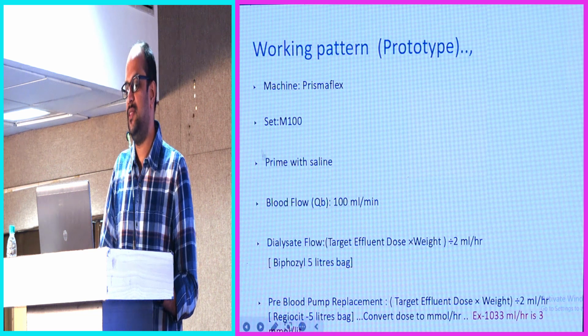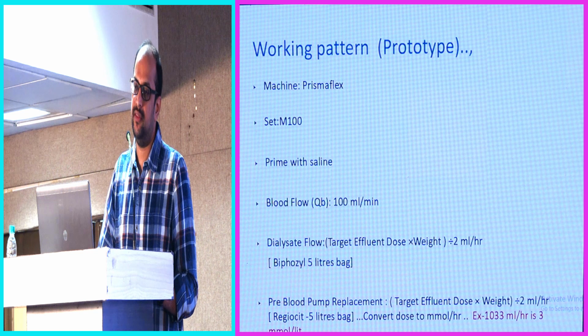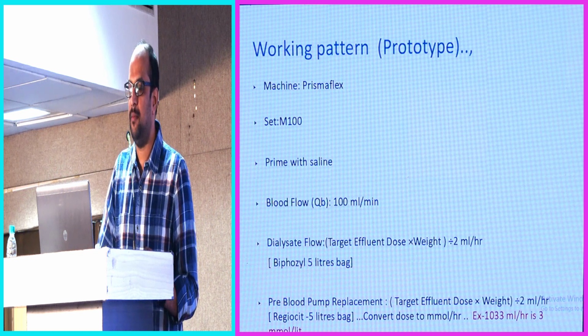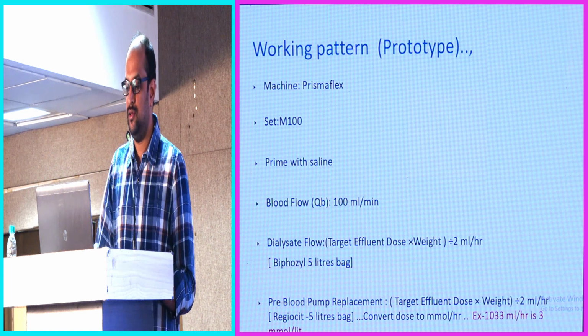So how do we work with citrate? We use the Prismaflex machine, and the set will be M100, but if the patient's body weight is low, we may go with M60, and we have done citrate with HF20 with an infant also.